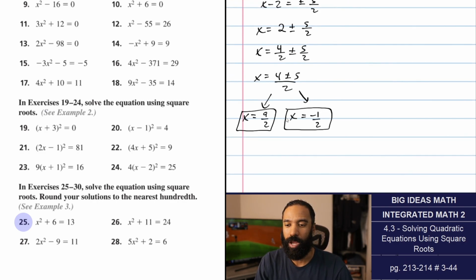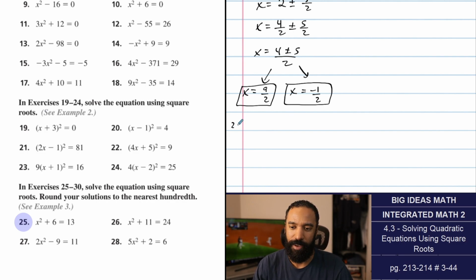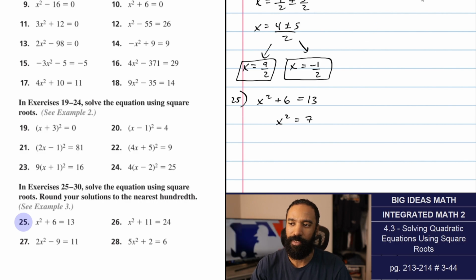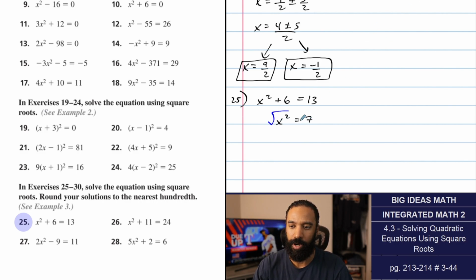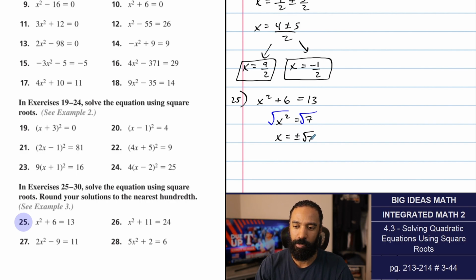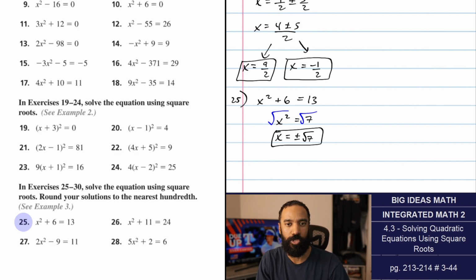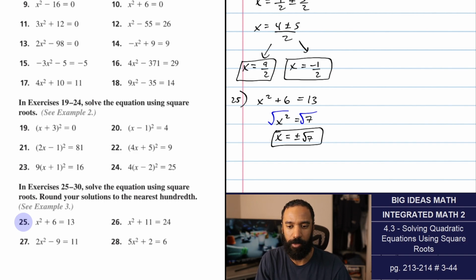So we are going to jump on to number 25, where we have x squared plus 6 equals 13. I subtract 6 from both sides, and I get 7. It's kind of like the example that we saw. This is a case where we take the square root of both sides. The official exact answer is plus or minus square root of 7. But we need to take that square root of 7 in our calculator and make sure we write what those two solutions are to 2 decimal places.